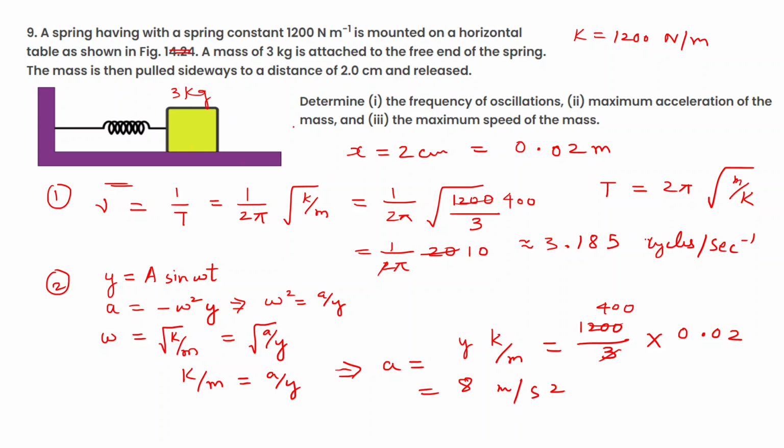Because we released it at that point, the displacement will not increase beyond that. So the displacement is maximum, which means the acceleration is maximum at that point. So we have used the same value of displacement here, and thus this is the A max, maximum acceleration possible, which is 8 meter per second square. Now one more thing we need to calculate, that is the maximum speed of the mass.